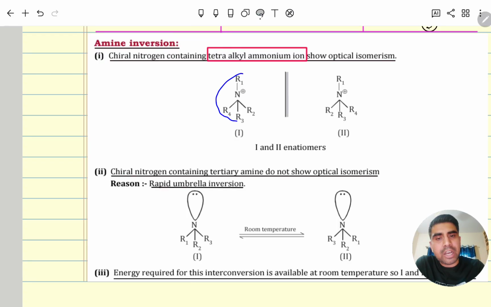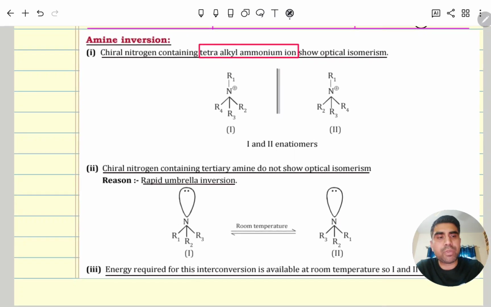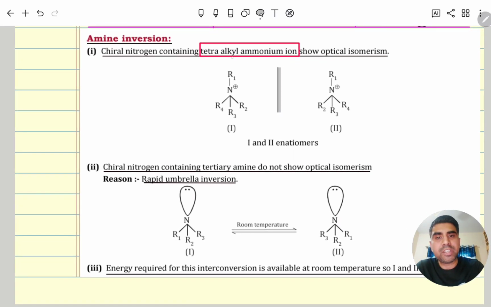And if R1, R2, R3 and R4 are all different, then it is called optically active also. It might be that if it has an enantiomer, then in solution, if one is rotating light clockwise, the other will rotate anti-clockwise. So overall a racemic mixture, which we will study after this, will be optically inactive, but this particular one is optically active.